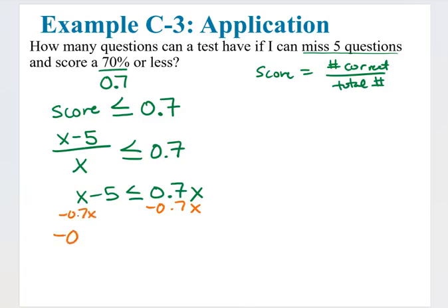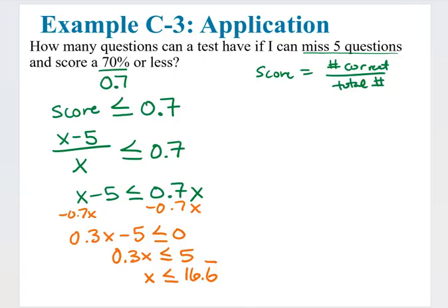So that gives me positive. Me and my signs. 0.3x minus 5 is less than or equal to 0. I'm going to add 5 to both sides. And then I'm going to divide both sides by 0.3. And 5 divided by 0.3 is 16.66666.